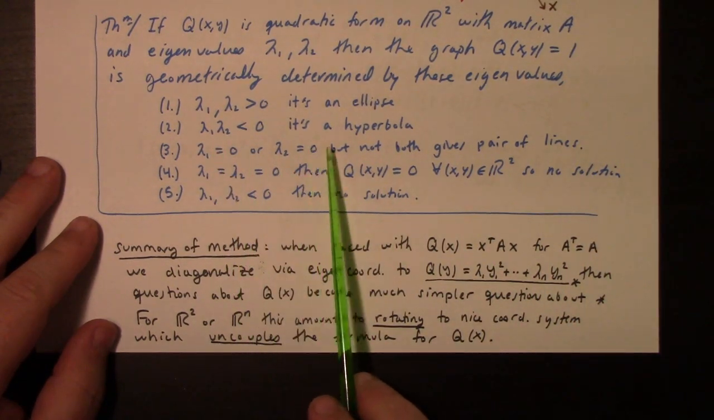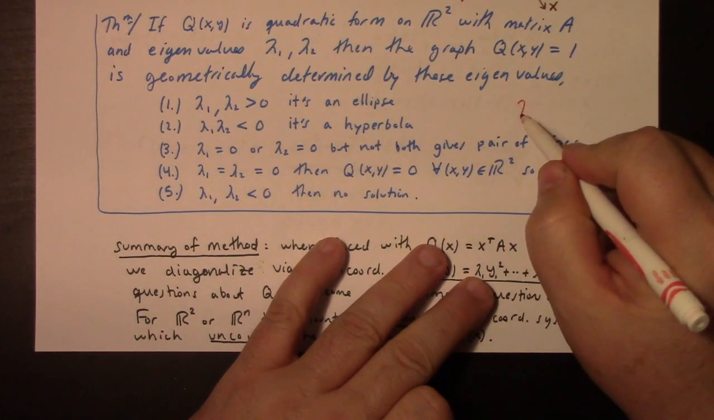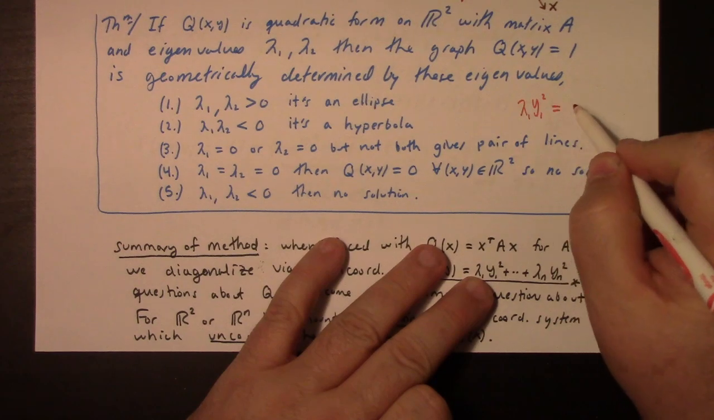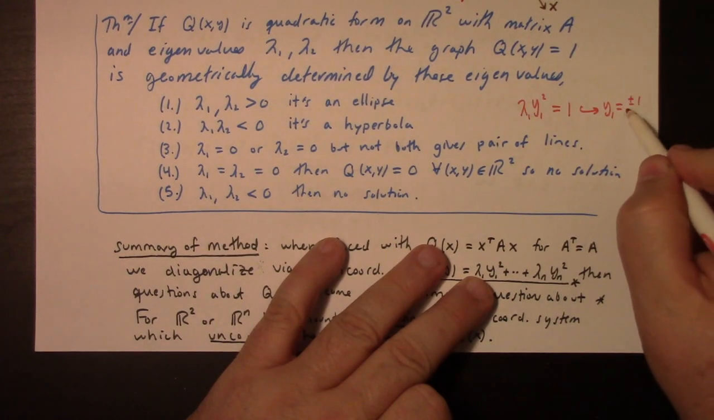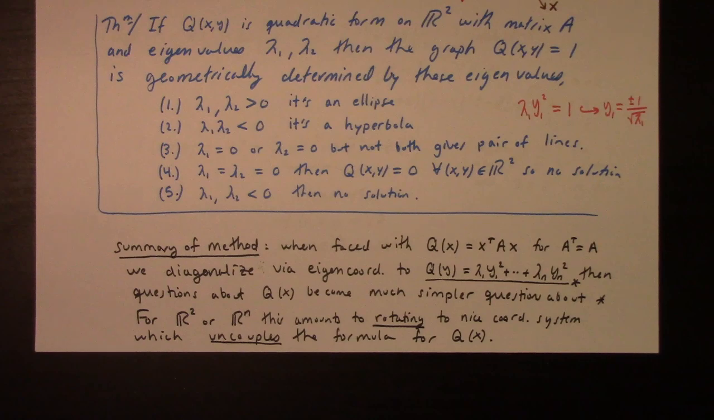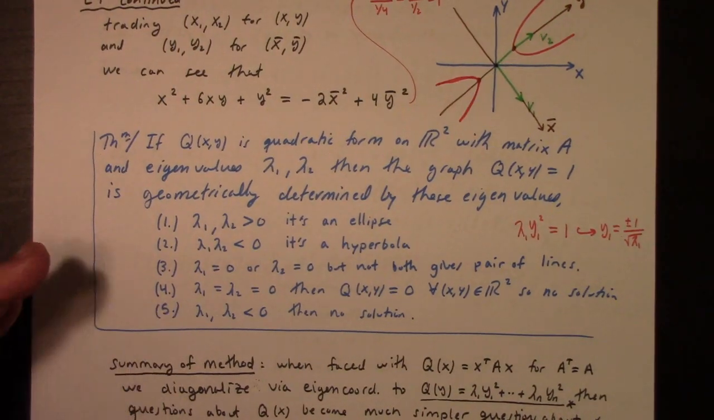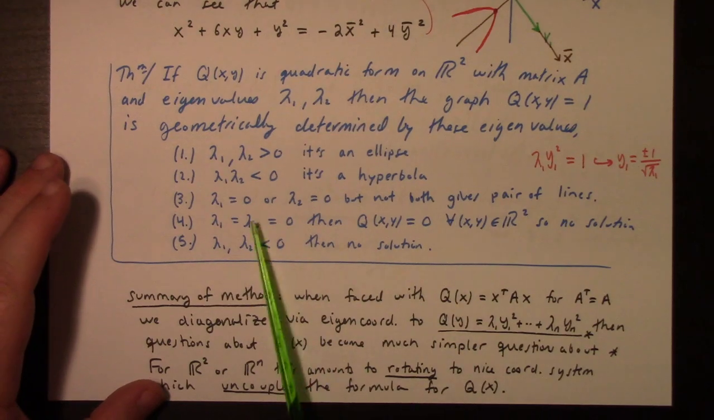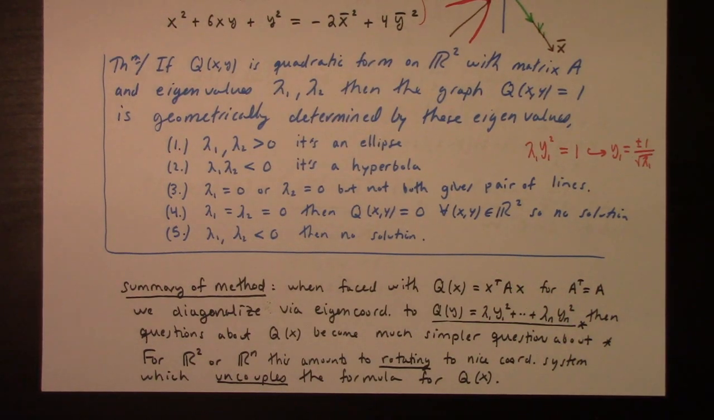If either one of the eigenvalues is 0 but not both, the equation gives you, let's say, lambda 1 y1 squared equals 1. That gives you y1 equals plus or minus 1 over the square root of lambda 1. So it's a pair of lines, because the eigencoordinates don't have to be horizontal, like y bar was up here. So it gives you a pair of lines if one of them is 0 but not both. Of course, if they're both 0, there's no solution, because both eigenvalues being 0 forces the quadratic form to be 0. And if they're both negative, you get no solutions, because you'd have a minus a square minus another square equals 1, which is of course an impossibility for real variables.